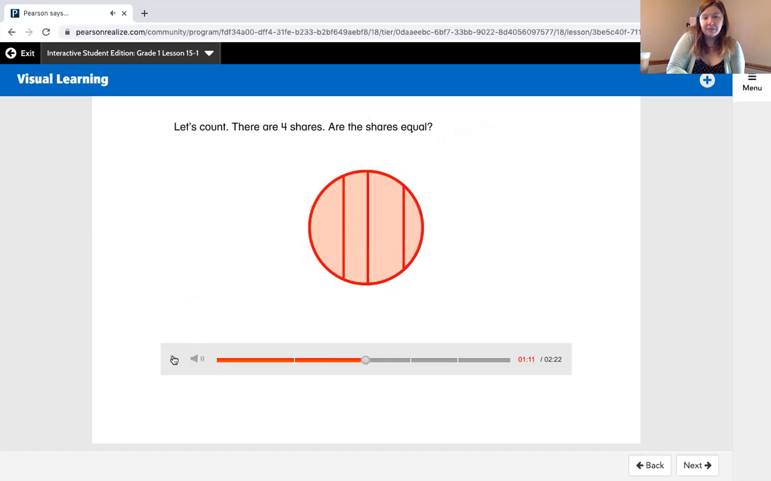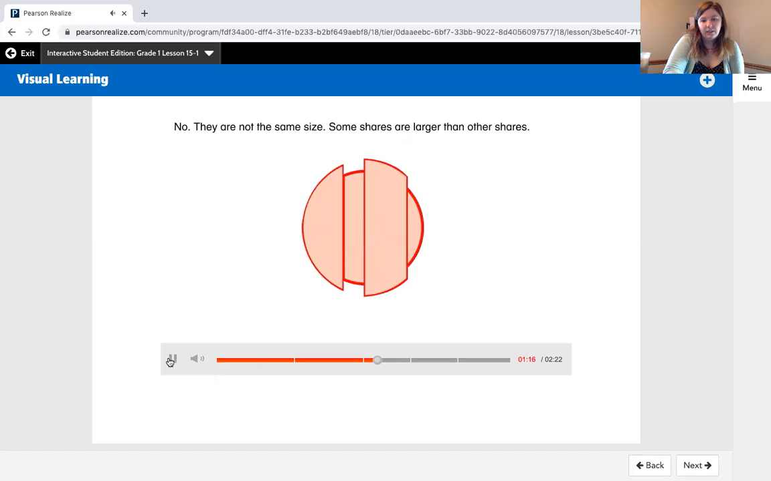If this was a piece of pizza or a whole pizza, would everyone get the same amount of pizza? This guy is tiny and this guy's pretty big. So the shares are not equal. No, they are not the same size. Some shares are larger than other shares.